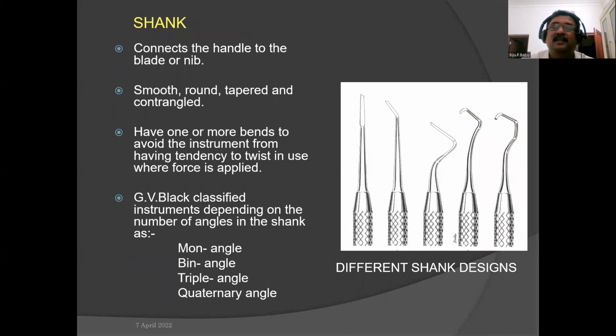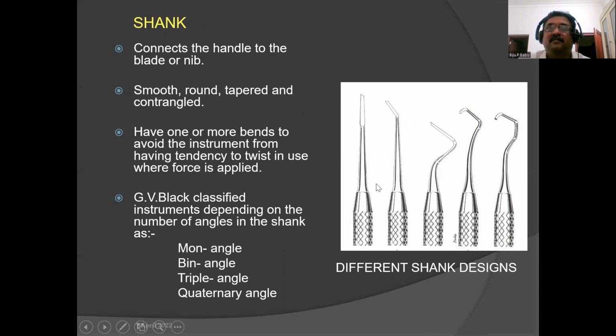Then the second portion, as I told you, is the shank portion of the instrument. The shank connects the handle to the blade or nib. A nib, I told you, is non-working: if the blade has a non-cutting end, it's called a nib. The shank is usually smooth, round, and tapered, and you can have angles in the shank portion. Having one or more bends avoids the instrument's tendency to twist in use where force is applied. Here in this diagram, you can see the handle and the tapered shank portion.